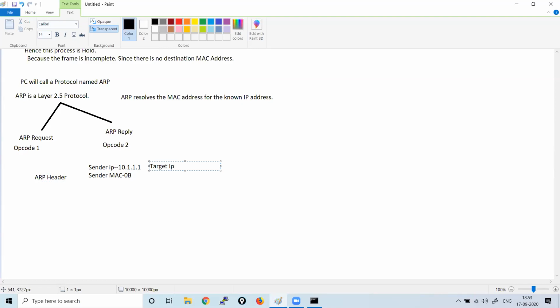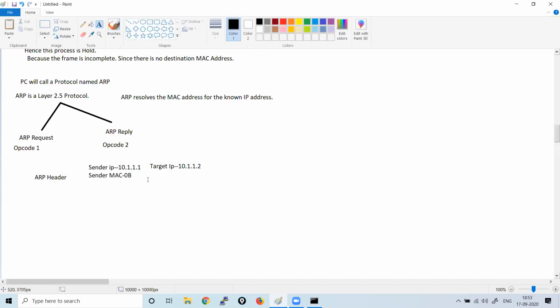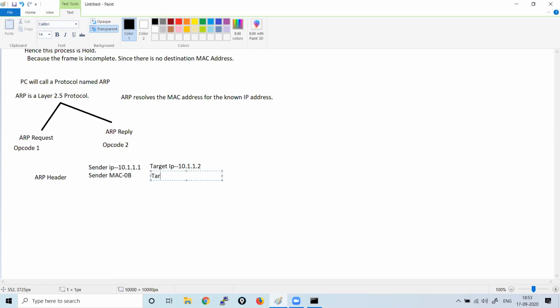Target IP. What is the target IP? Endpoint, 1.1.1.2. Now, what is the target MAC? This is what is to be filled. None. So there is no target MAC over here, so it will be marked as zeros in hexadecimal. Am I clear? Okay. So this is the information which is filled and sent back as a reply.